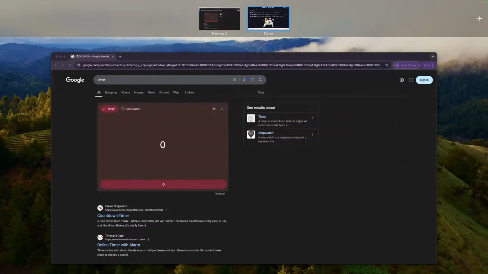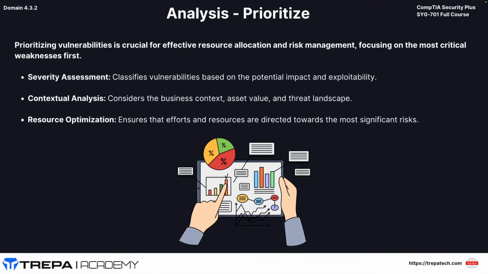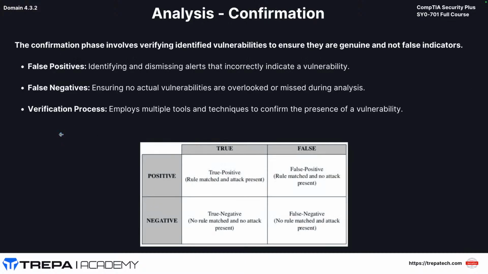How do we know that something is real, essentially? How do we know that it's not a false flag, or it is truly malware, a true vulnerability? So we have these different flags. We have false positives. This is identifying and dismissing alerts that incorrectly indicate a vulnerability. So false positives is pretty easy to understand.